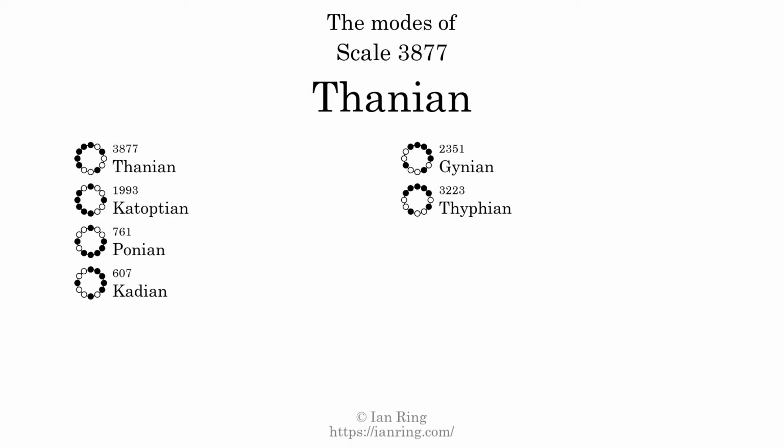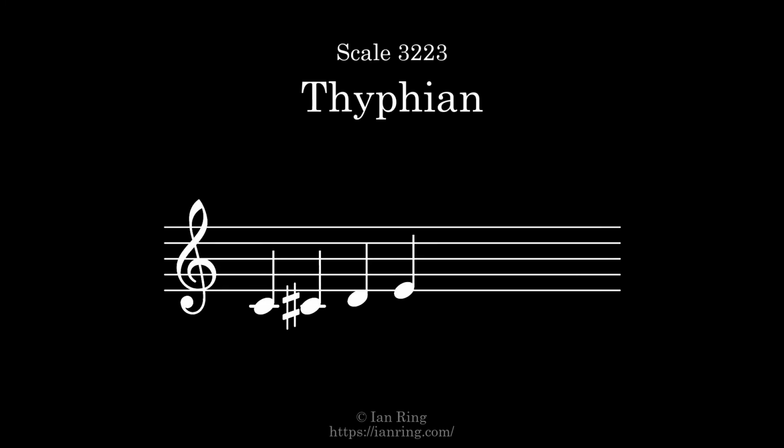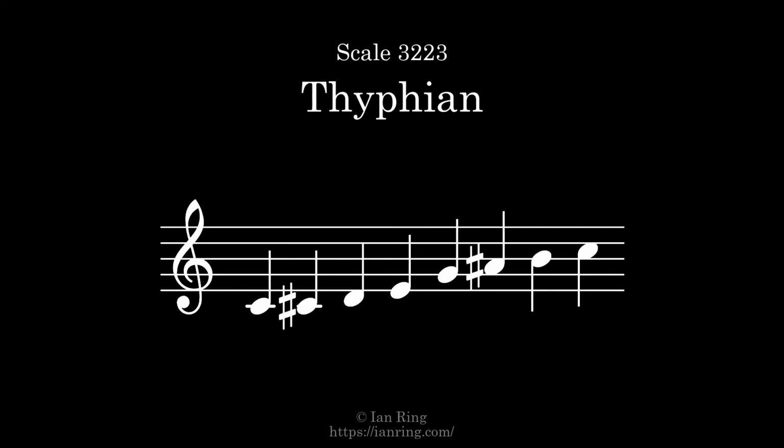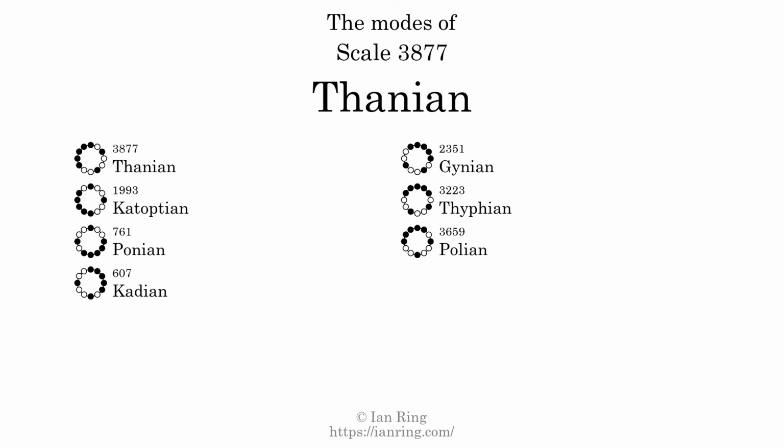The sixth mode is scale 3223, also known as Typhion. It sounds like this. The seventh and last mode is scale 3659, also known as Polion. It sounds like this.